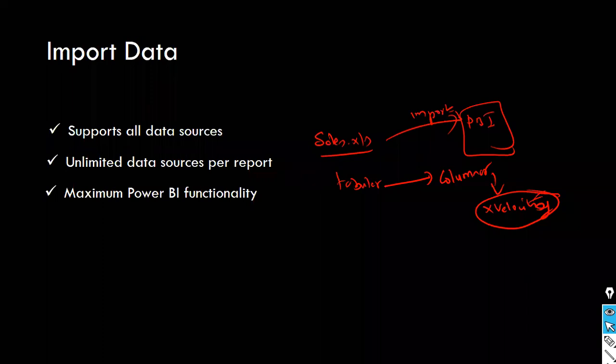Okay, the X velocity is the one that converts your tabular data into columnar data. Any problem? Most of you are getting dropped. The X velocity converts your tabular into columnar data. Fine. Columnar format. Why? Why does it have to convert the tabular into columnar?